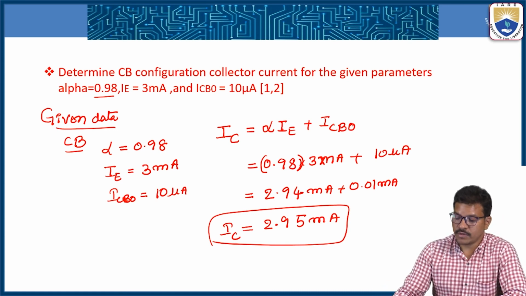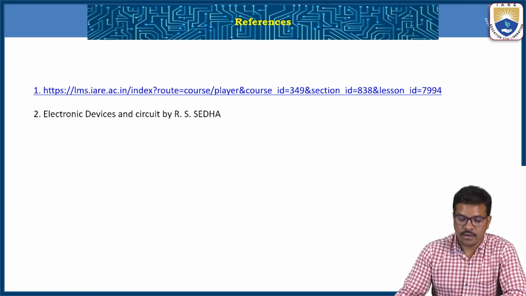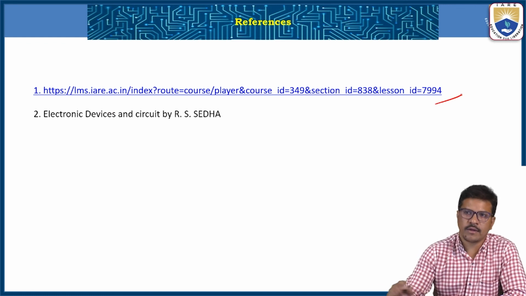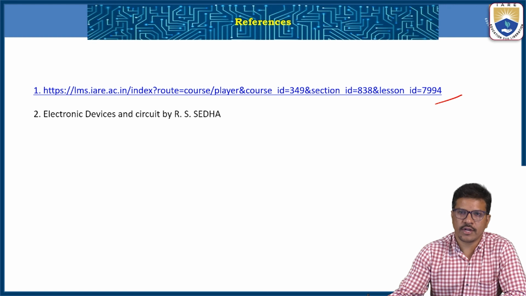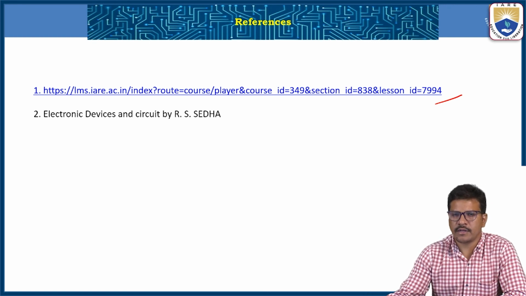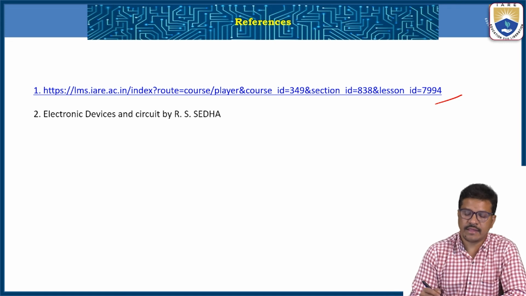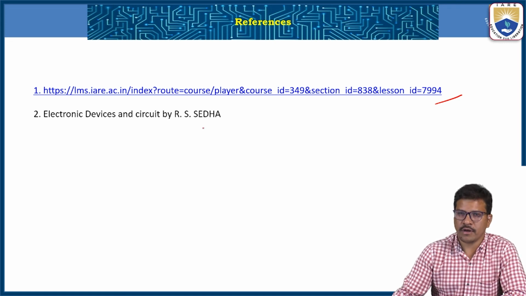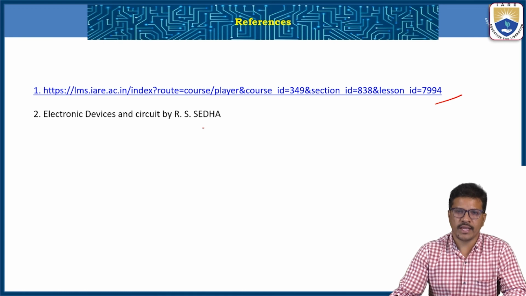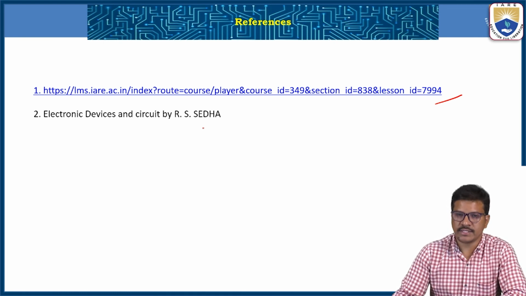These problems are taken from the IARE question bank, Analog and Digital Electronics, and we can also take different books like Electronic Devices and Circuits by R.S. Sedha and Salivahanan. R.S. Sedha has also given this kind of problem in the book. So you have to practice it. So this is about problems on transistor configurations. You can take any problems by using those formulas, then you will find them easily.